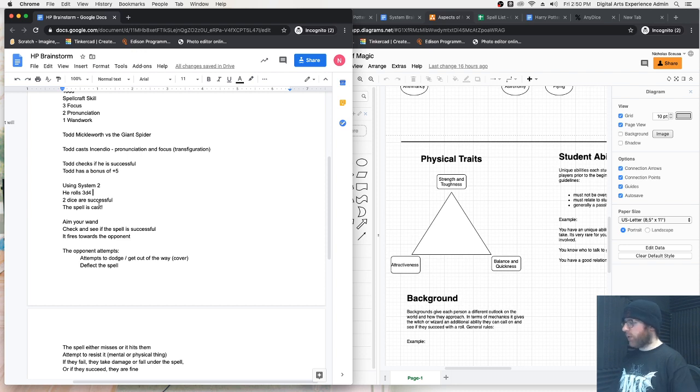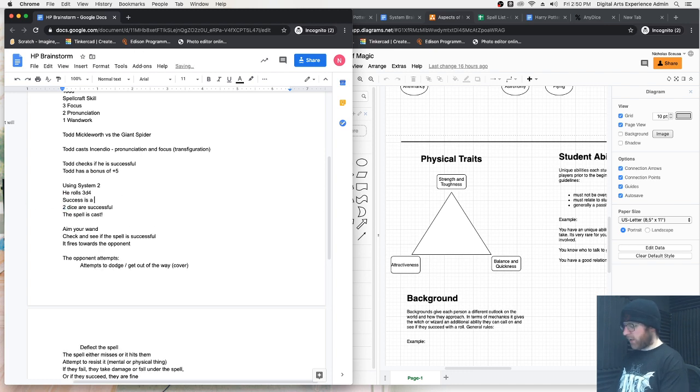The guy asks you, all right, roll 3d4 to see if you are successful. You get 2 dice which are successful, assuming success is a 3 and up. Spell is cast. You aim your wand. I would say we could probably eliminate this because you already took the time to see if the spell is successful. I don't want there to be another check because that just means you double your failure, and that doesn't feel great. So I think we're going to take this out.